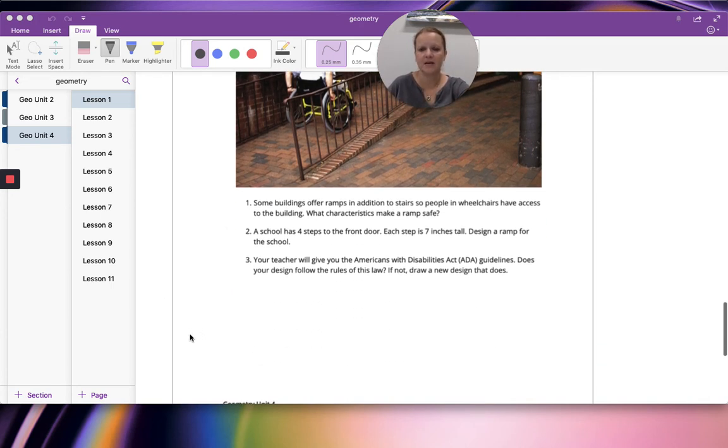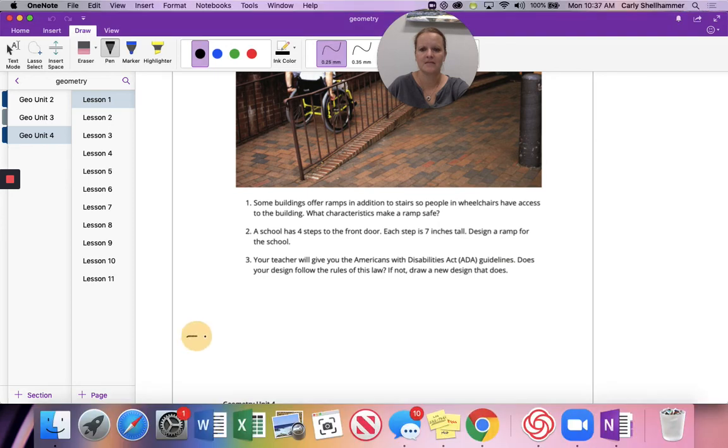I mean, if you think about it, probably this angle would make a ramp safe, depending on how long this is and how tall this is. That ratio, if this is really, really long, this can be higher because that angle would still be sort of short. If this was really, really long, then this could be taller, which would make that angle sort of short.